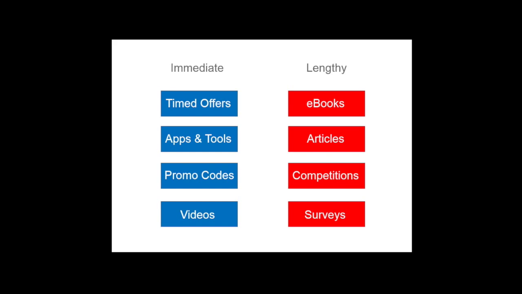That's why timed offers, apps and tools, promo codes and videos are all very immediate ways of getting conversions through Facebook advertising. Things that require nurture and a more lengthy process in order to get someone's interest in your product or service don't go down so well on Facebook, but they do work well on Twitter and LinkedIn, which we'll be talking about in a bit.